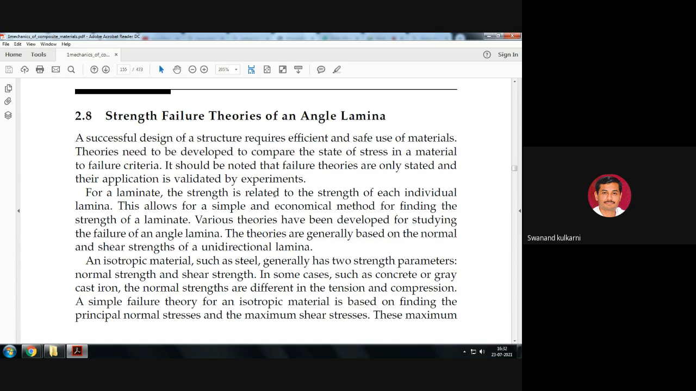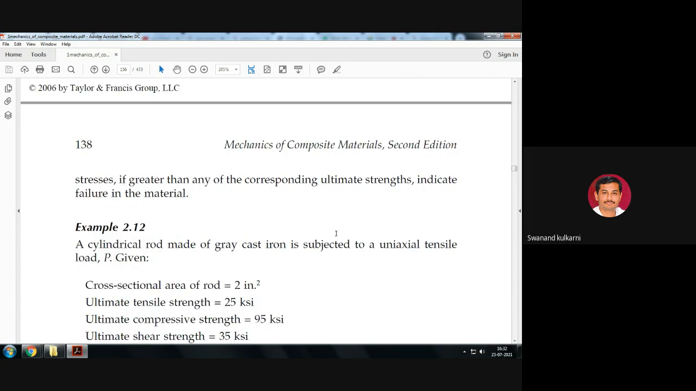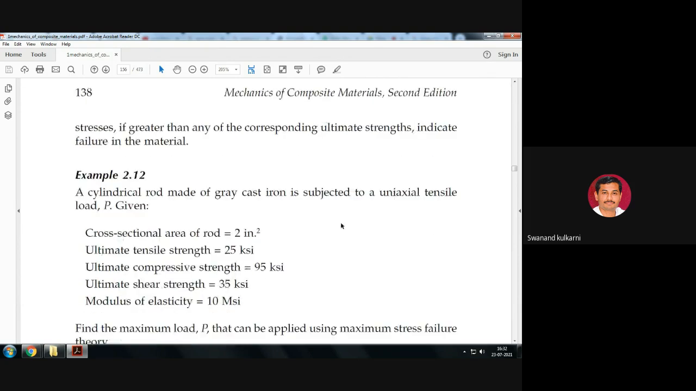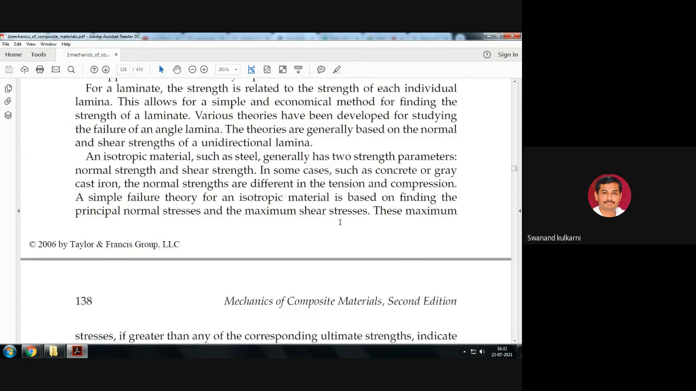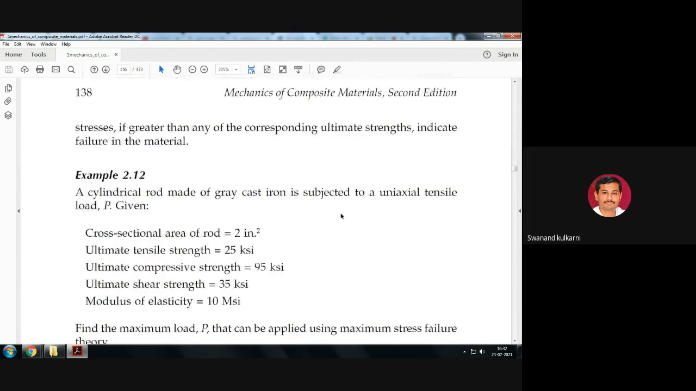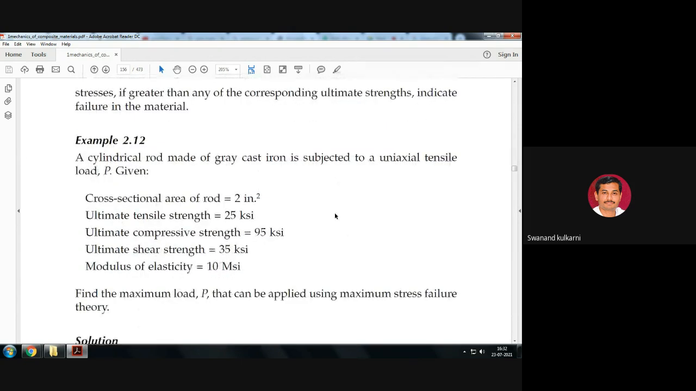Is it okay? A simple failure theory for an isotropic material is based on finding the principal normal stresses and the maximum shear stresses. Is it okay? So principal normal stresses and the maximum shear stresses, these maximum stresses if greater than any corresponding ultimate strengths, that indicates the failure. Is it okay? Whenever we are calculating the maximum stresses, and if that maximum stresses are greater than the ultimate strength of that particular material, then definitely failure is going to happen.